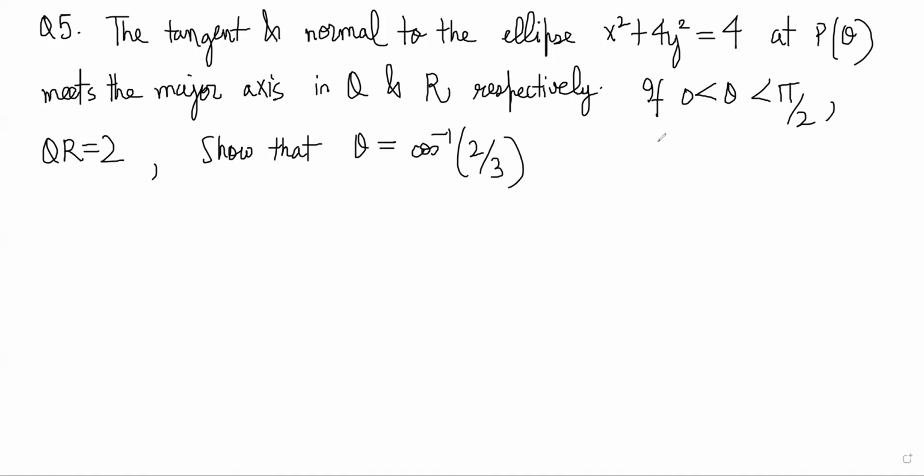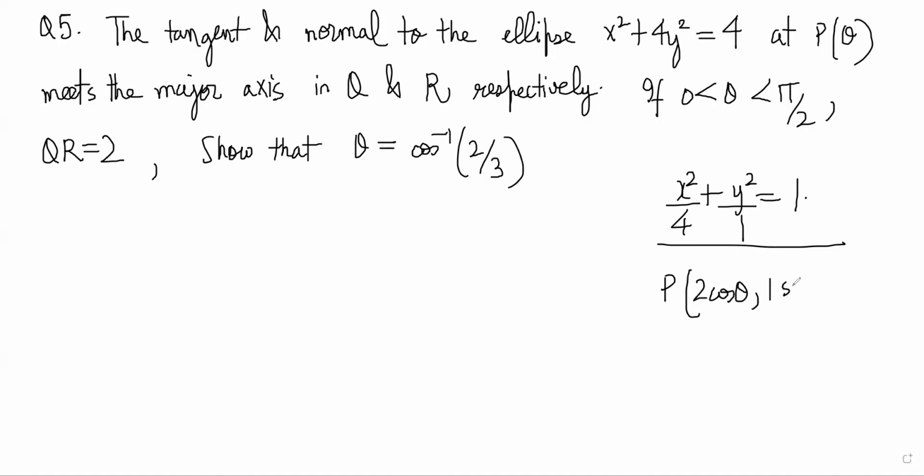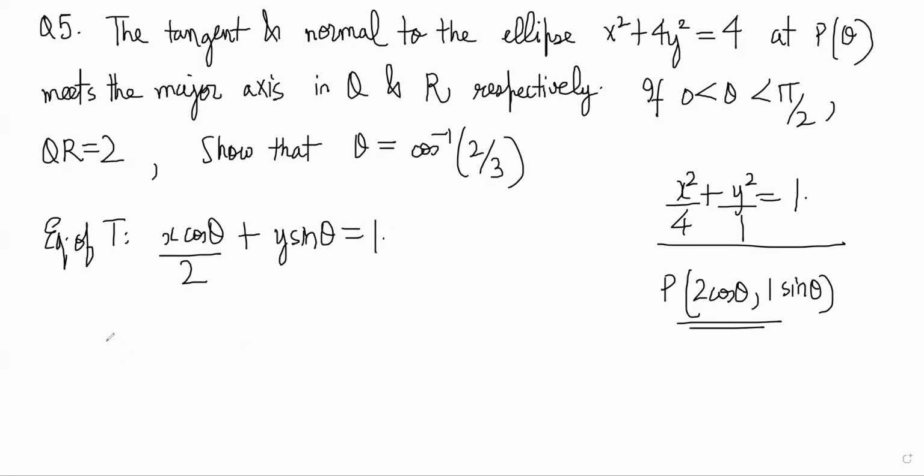Okay. So this equation of the ellipse is x squared by 4 plus y squared by 1 is equal to 1. And a random point on it would be (2 cos theta, 1 sin theta). This is the point. The equation of tangent would be x cos theta by a. So x cos theta by 2 plus y sin theta is equal to 1. And the tangent will meet the major axis. Major axis is the x-axis, so you'll put y is equal to 0. So it will be meeting it at (2 by cos theta, 0). This is the point Q.